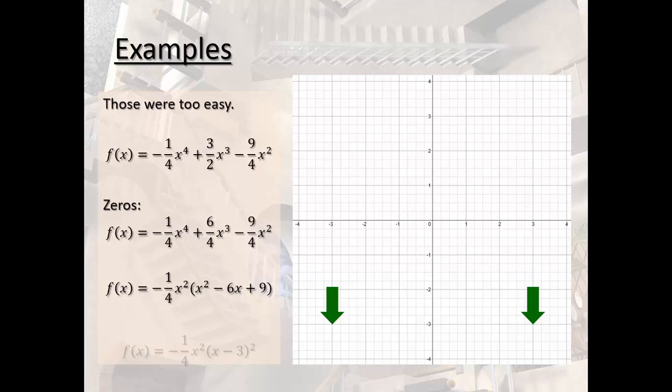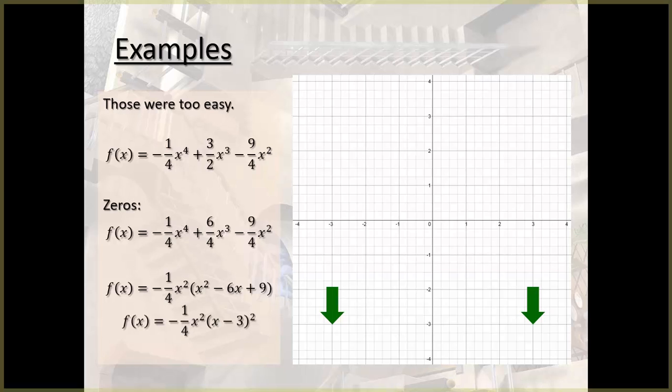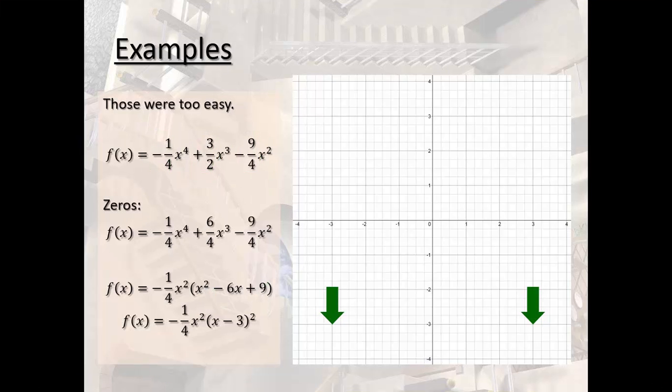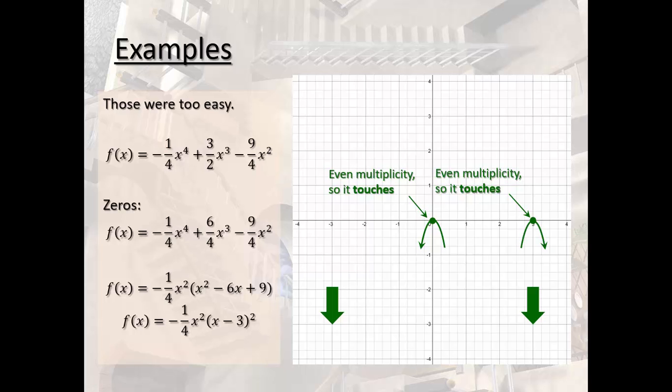This is fantastic. Look at that. I have two zeros, both of even multiplicity. This is going to be a piece of cake to graph. So keep this in mind. You had this utter nastiness, negative 1/4, 3/2, negative 9/4. And look at how nicely it factors out. And how nicely it's going to graph, because there's a 0, it touches without crossing. There's a 0, it touches without crossing. Look at that.